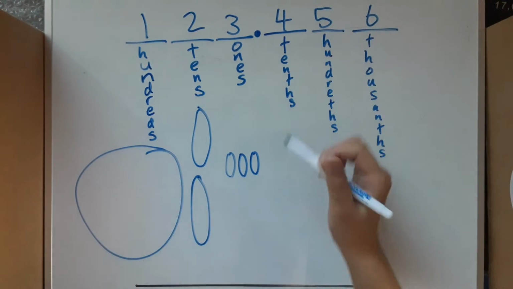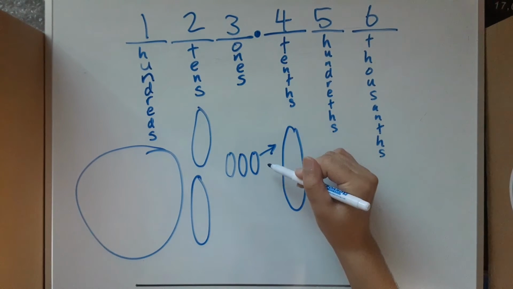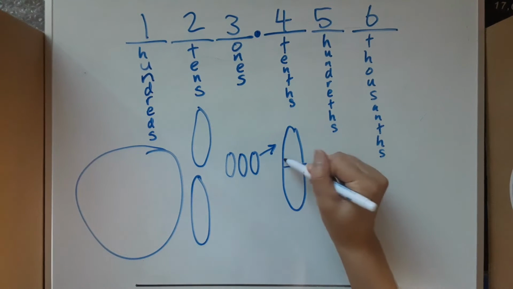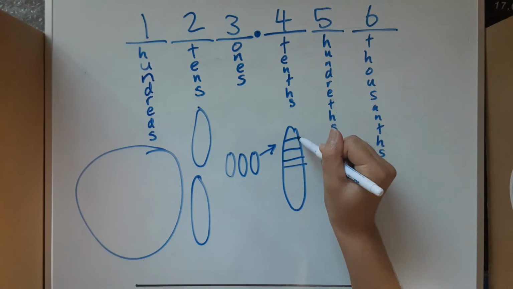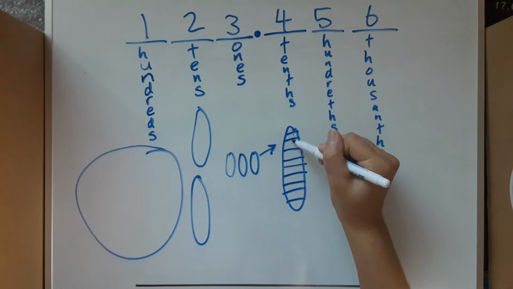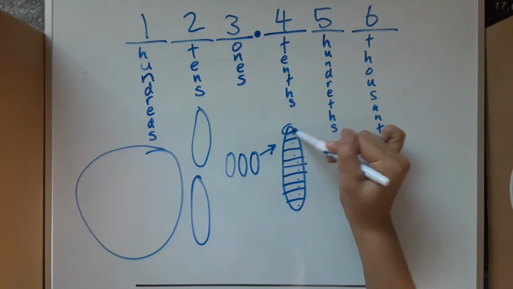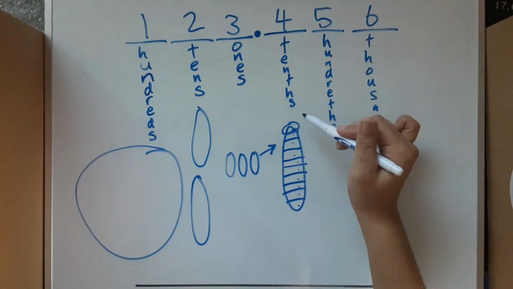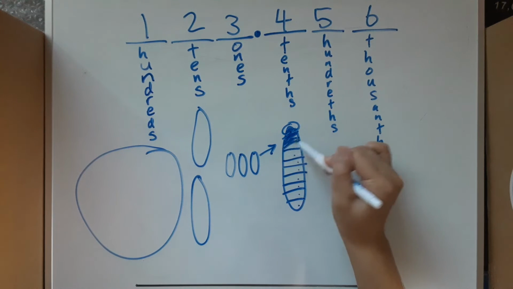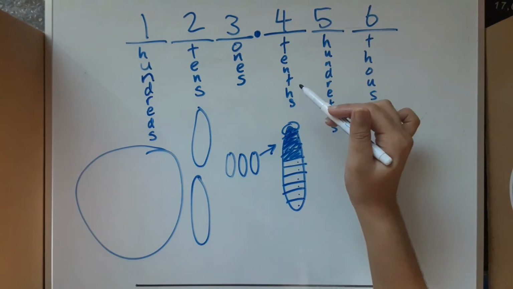Since we have 4, we can imagine that if we had 1 of these, I'm making it bigger to cut it up more easily, and we cut it into 10 different pieces. 1, 2, 3, 4, 5, 6, 7, 8, 9, 10. This one piece would be called a tenth. Since we have 4 of them, we can fill in 4 of them. That would be 4 tenths.